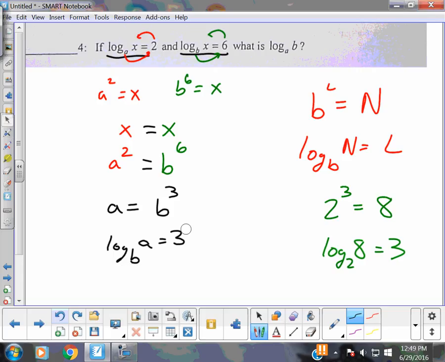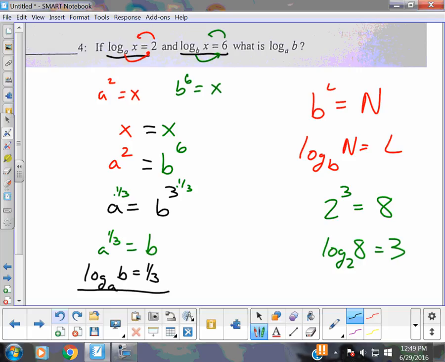I say, okay, if that didn't work, how do I get b by itself? I'm going to do this in green. Take the cube root, or raise each side to the 1/3 power, and I get a to the 1/3 equals b. Now I can do the log circle again. I'll do it in black. Log base a results in b when the exponent is 1/3. And now I have it correct. The answer to number 4 is 1/3.